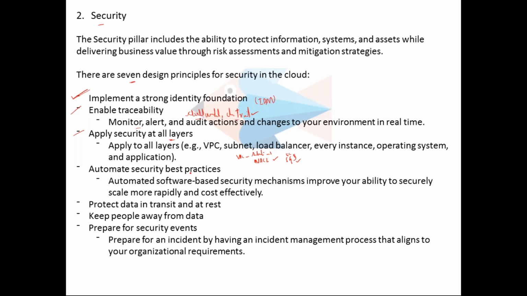Next, automate security best practices. Automated security-based mechanisms improve your ability to securely scale more rapidly and cost effectively. And protect data in transit and at rest. How can you do it? With the help of encryption. And keep people away from data. So who is authorized to access the data? Most of the time, you're not supposed to allow some people to touch your data.